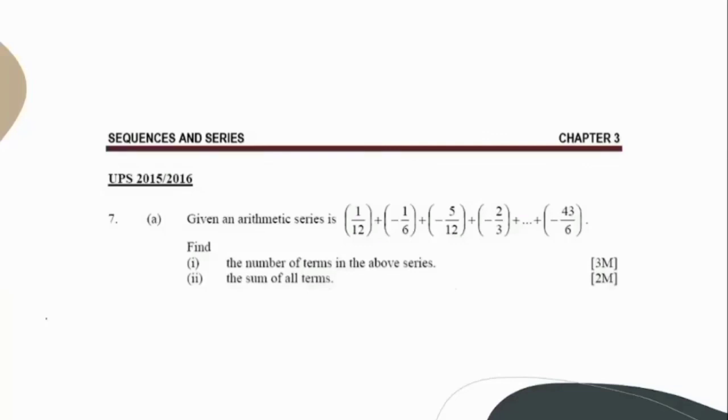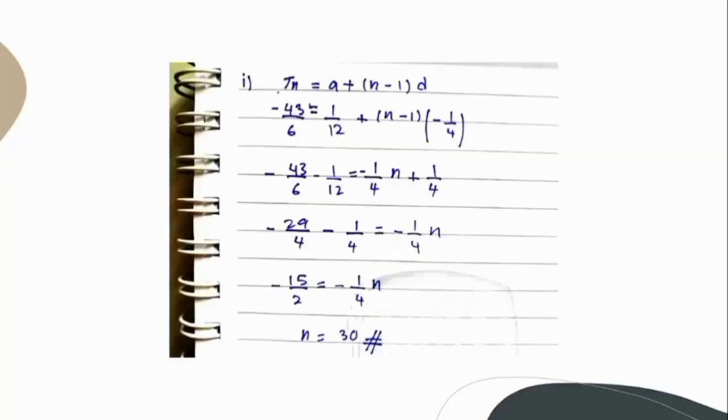Given an arithmetic series. First, find the number of terms in the above series. Second, find the sum of all terms. Moving on to question 1. To find the number of terms, we will use the formula Tn equals a plus n minus 1 times d.